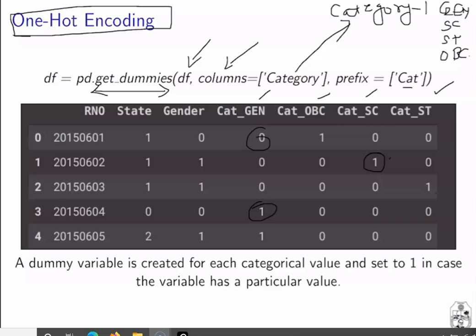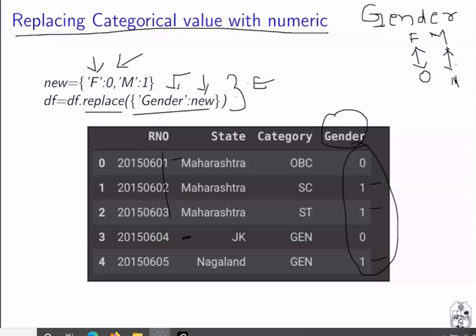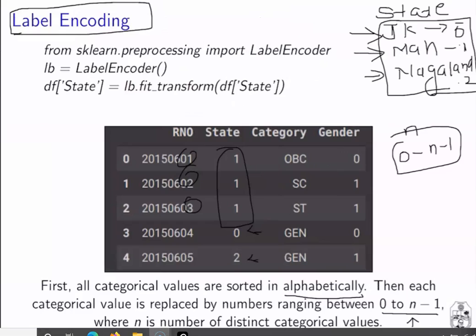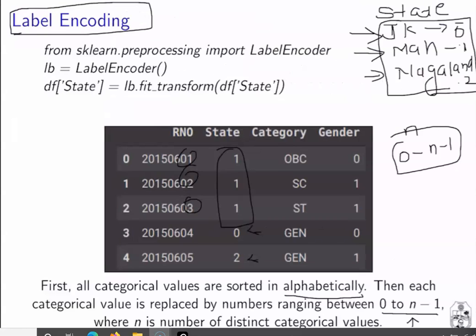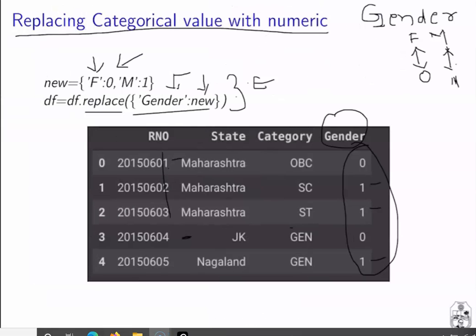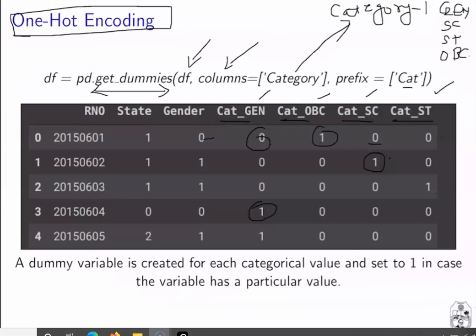Now see here the cat. New columns are created: cat gen, cat OBC, cat SC, and cat ST. Now if you check the first record, the category is OBC. So here OBC is set to 1 and all other fields are set to 0. Similarly, for the fourth record, the category is general, so it is set to 1, and all other fields are set to 0.